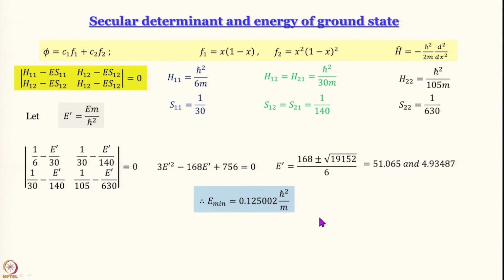Now that might not mean much to you, but it will when I show you the exact result in the same kind of expression. So the exact result that we had got for your particle in a box written in the same way for L equal to 1 turns out to be 0.125000 H cross by m. See, this number is 0.125002 and this is 0.125000. So, if you are wondering why we are writing so many decimal points, does it make sense? Yes, it does.